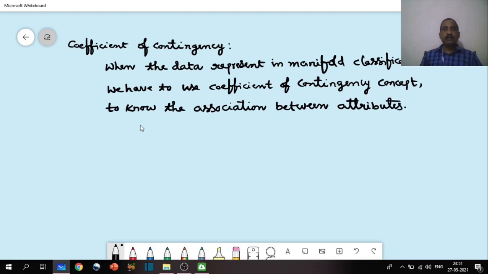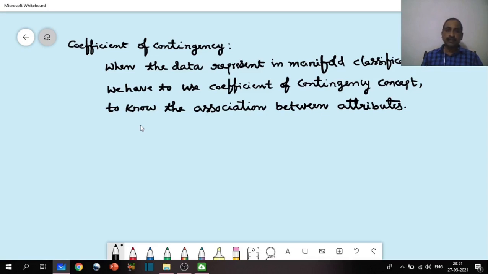Whenever there is manifold classification, that means each variable is classified basing on more than one criterion. You may arrange this in a 2 by 2 contingency table, or a k by h contingency table, or an m by n contingency table. In such cases, to know the association between the attributes, we use the coefficient of contingency concept.